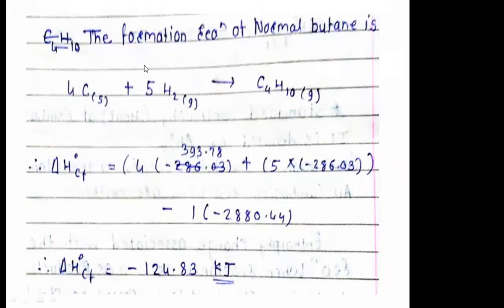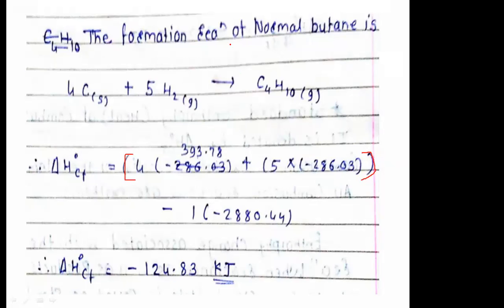The formation reaction of normal butane is 4 carbon solid plus 5H2 gas gives C4H10 gas. Delta H will be enthalpy associated with reactants minus enthalpy associated with products. Only make the square bracket, it will be good. Minus 2.